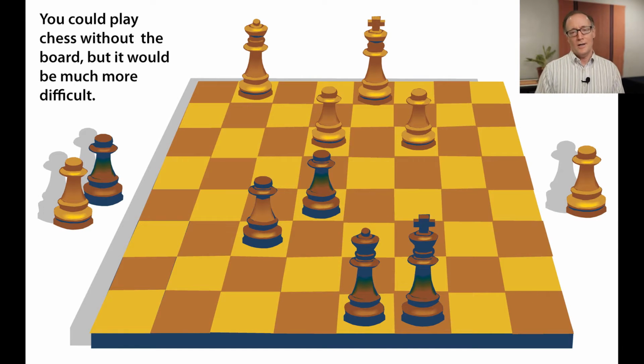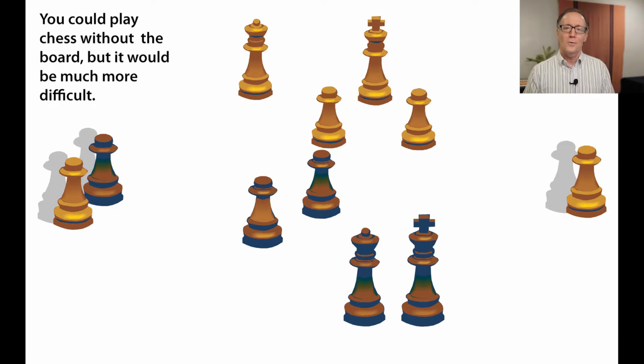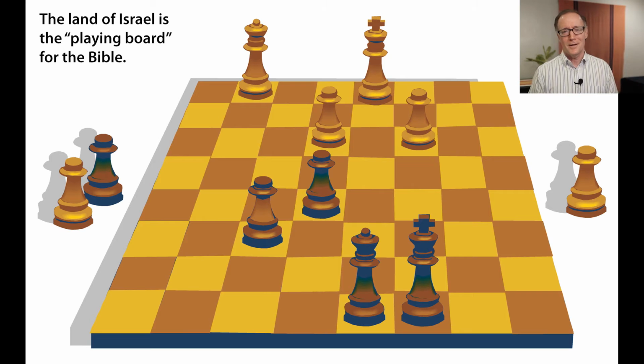Now, you could play chess without a chessboard. And if you already know how to play chess, you kind of know where the players go and the movement of the various pieces. But it's pretty hard to play chess without a chessboard. So much easier to have the chessboard. And the land of Israel is the playing board for the Bible. Once you understand the playing board of the Bible, the geography of Israel, then you know why they went in this place and that place, and the various movements and events. Makes understanding the Bible that much easier.